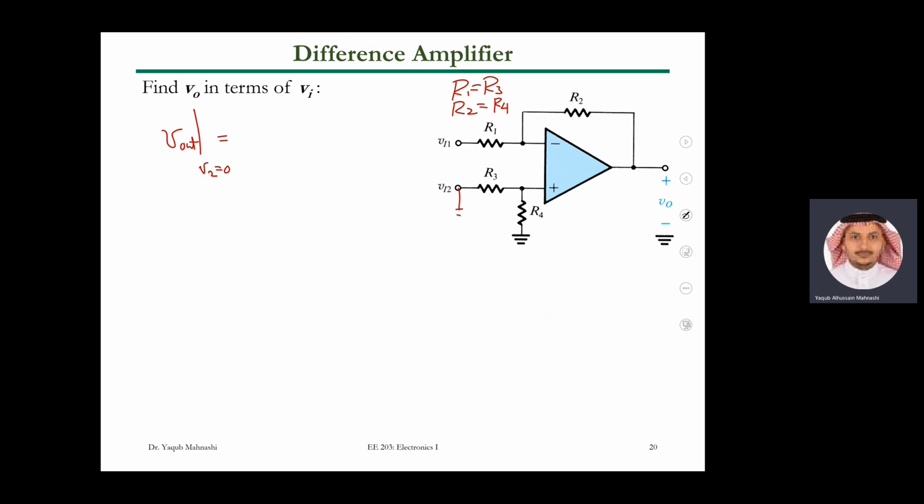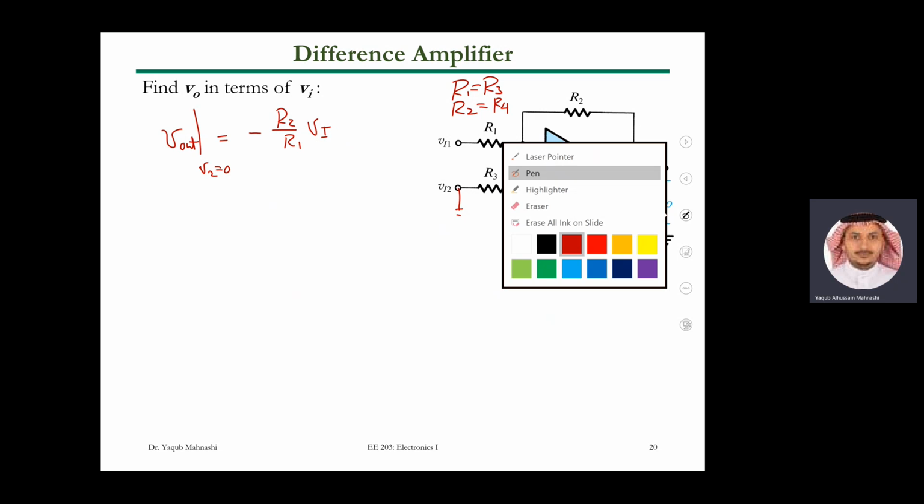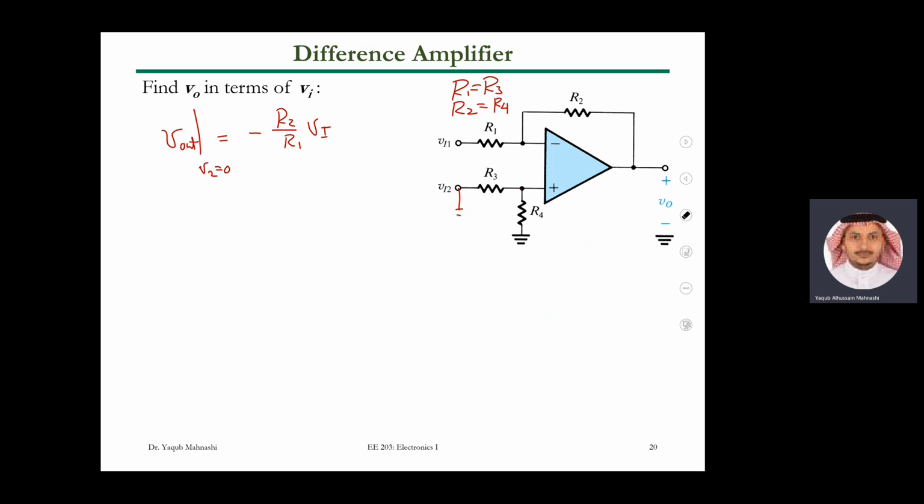So then what is this one? Imagine R3 and R4 are excluded. If that's the case, what is the type of this amplifier? Inverting amplifier. So what is the value of that one? Minus R2 over R1 multiplied by V1. Let me call it V1 instead of VI1. Okay. So V1.